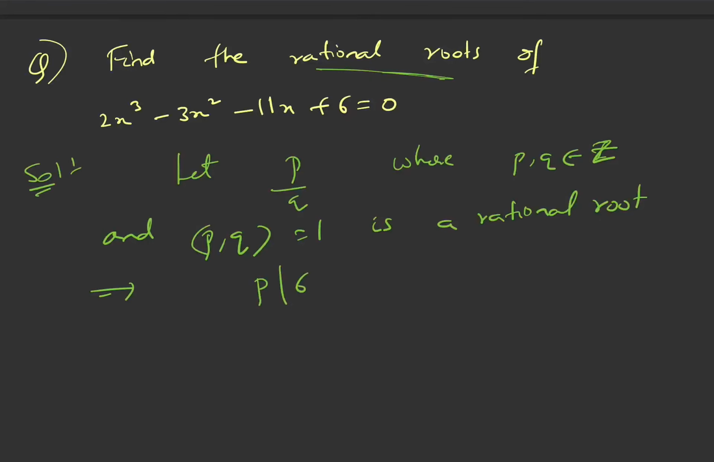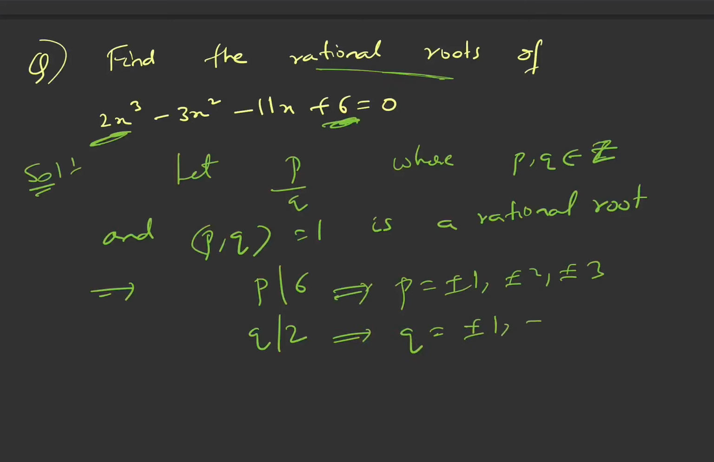This simply means that p is a factor of 6 and q is a factor of 2, right? p divides the constant and q divides 2. So p is plus minus 1, plus minus 2, plus minus 3, and q must be plus minus 1, plus minus 2. So p by q can be plus minus 1, or plus minus 1 by 2, or plus minus 2, or plus minus 3, or plus minus 3 by 2, right?